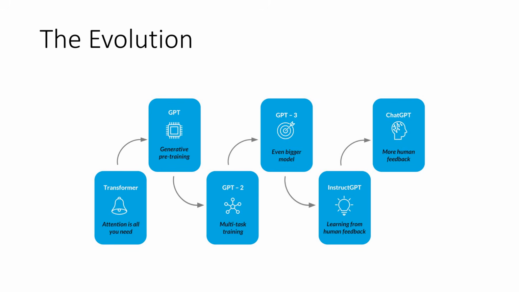How did it start? It all started with the term "attention is all you need." That is the detail and the self-attention mechanism. And then it went to GPT. The generative pre-training started. Then came GPT-2. Multitask training was enabled. Then an even bigger model, GPT-3, was developed. Then InstructGPT came, which can learn from human feedback. And then what you have in hand is ChatGPT, which is the superb evolution that we are all using.